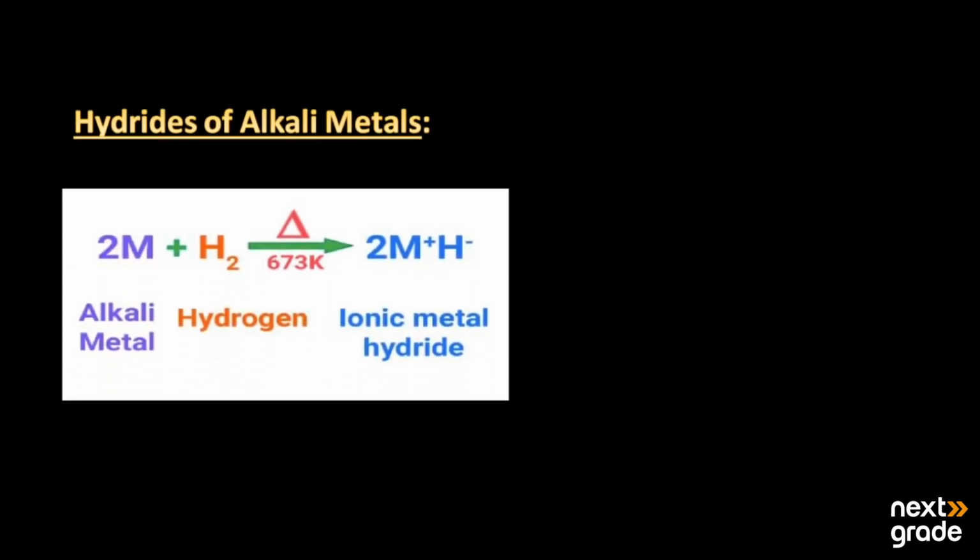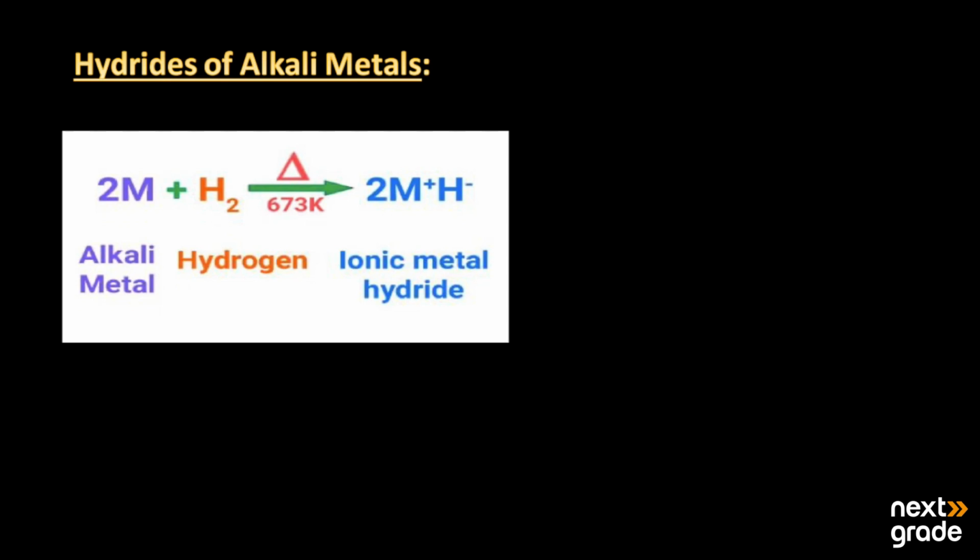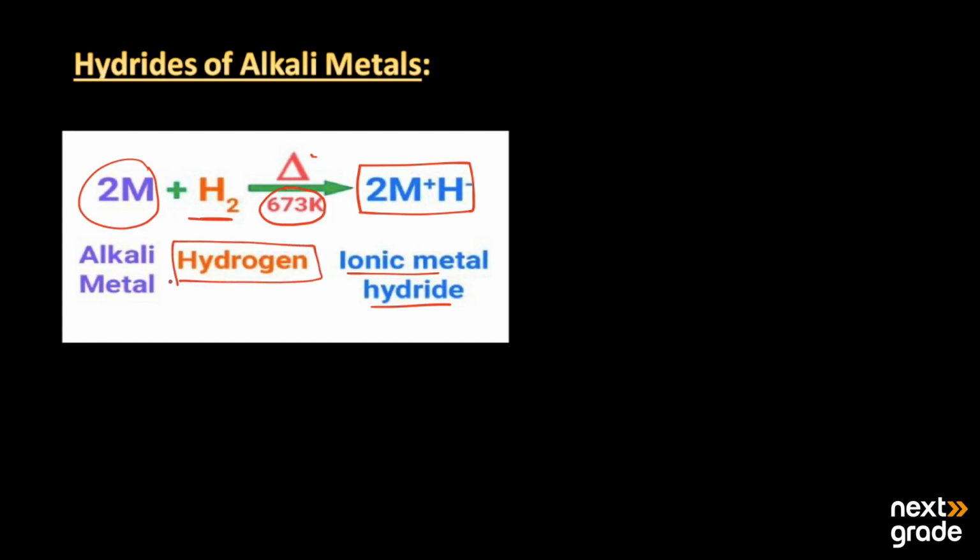Then we have hydrides of the alkali metals. When alkali metals react with hydrogen, they produce binary compounds. These compounds are basically known as simple hydrides of the alkali metals. As these hydrides are formed by the reaction of hydrogen with the alkali metals, the temperature we have to provide is 673 Kelvin, and it produces the metal hydride, or we can also say the ionic metal hydride, on the reaction with hydrogen.